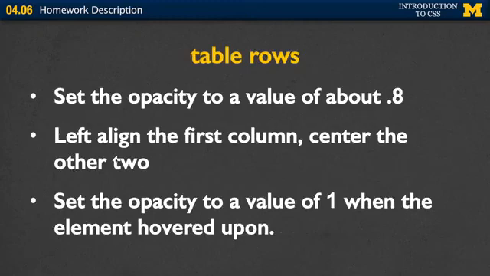Once you have the table heading done, let's go ahead and put in some styling for the table rows. The first thing I want you to do, and there's a reason for this, is I want you to set the opacity of the table rows to some value of about 0.8, somewhere around there, where you can still read the text, but it's a little bit faded out.